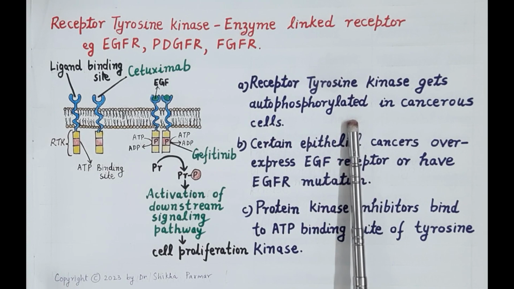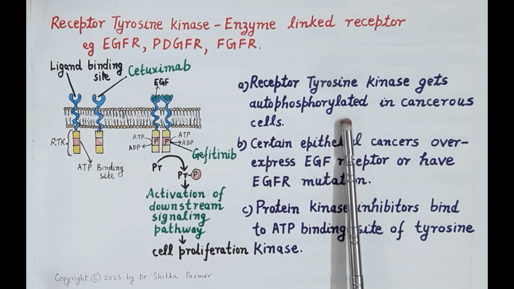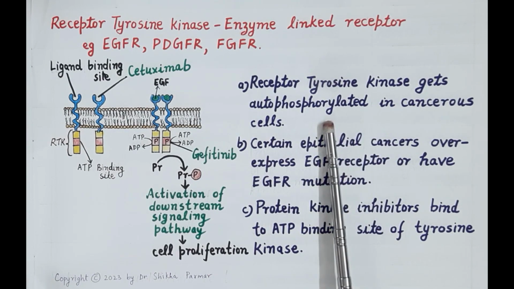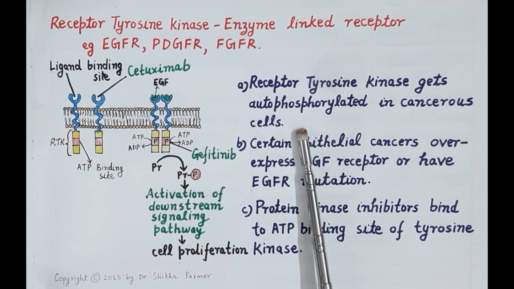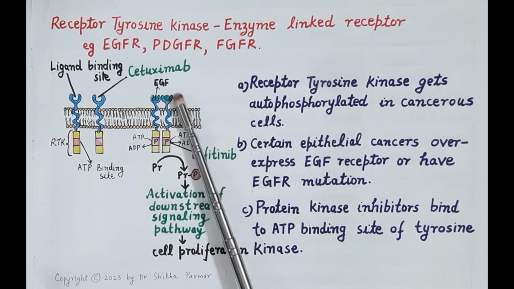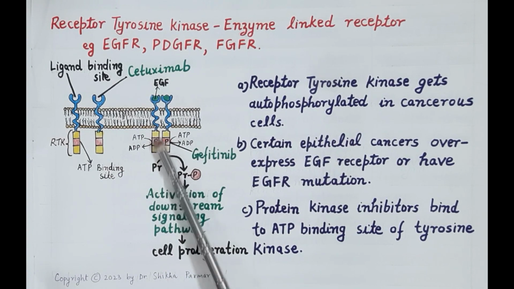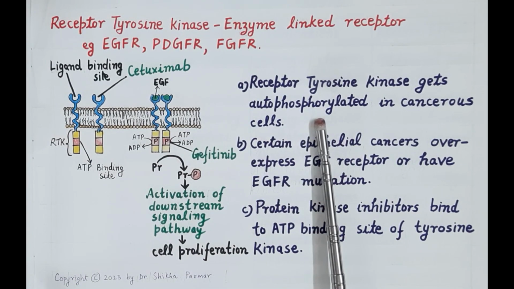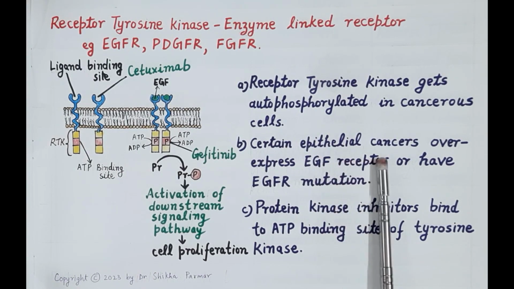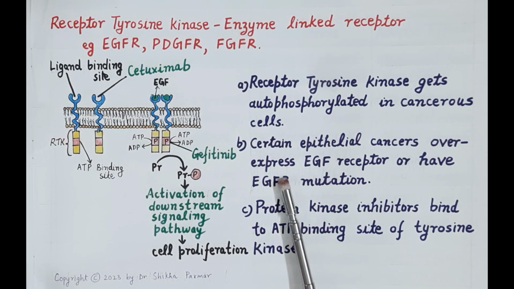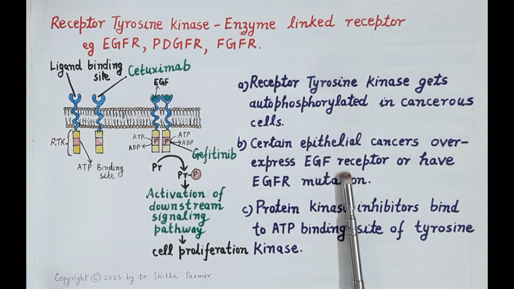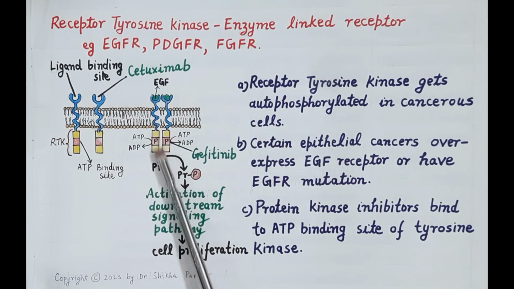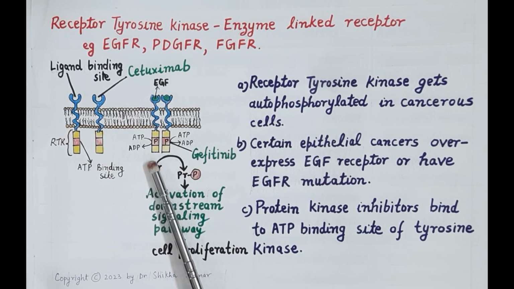Now, let's understand what happens in a cancer cell. This receptor tyrosine kinase gets autophosphorylated in cancerous cells. That means in the absence of the ligand, the tyrosine kinase gets phosphorylated in the cancerous cell. Moreover, in certain epithelial cancers, there is overexpression of epidermal growth factor receptor due to mutations. Thus, this epidermal growth factor receptor is a tyrosine kinase receptor.